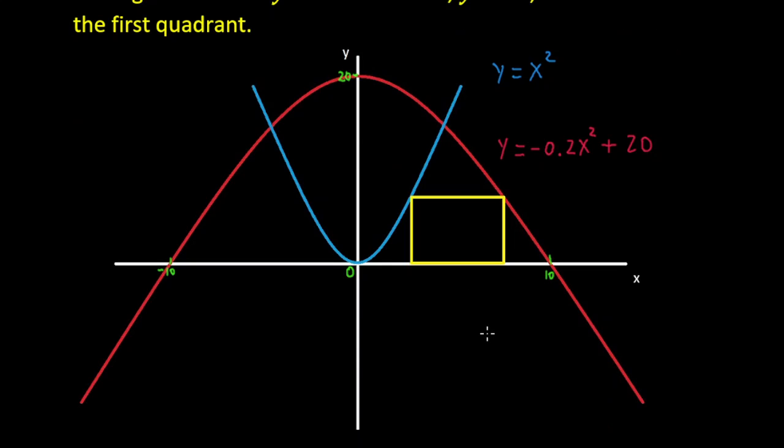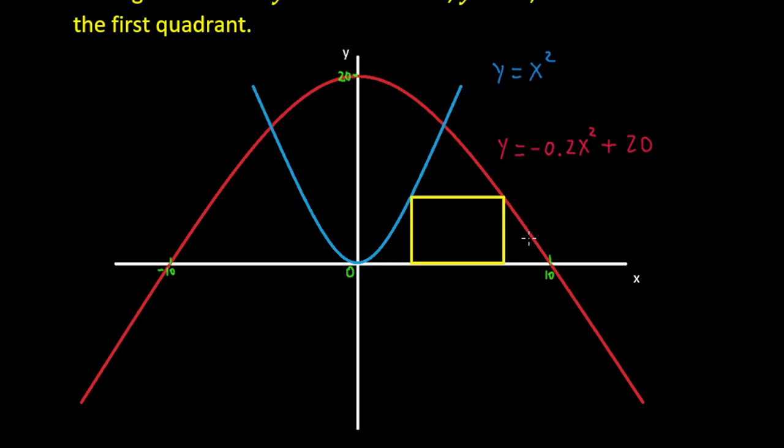Now, here's the diagram or the graph. The blue curve here is y equals x squared, and the red curve here is y equals negative 0.2x squared plus 20. And here's the rectangle bounded by these two curves in the first quadrant in yellow. We have to find the maximum area of the rectangle here.